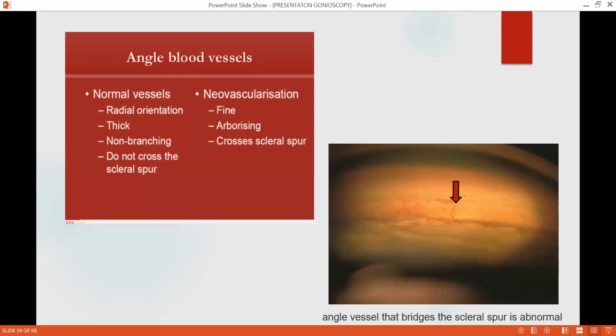You can see blood vessels in the angle. Normally the blood vessels seen have radial orientation, they are thick, they are non-branching, and they do not cross the scleral spur. However, in neovascularization of the iris or in neovascular glaucoma, you can see fine arborizing vessels which cross the scleral spur. As shown in this clinical photograph, you can see the arborizing small fine network of the new vessels seen in the angle.